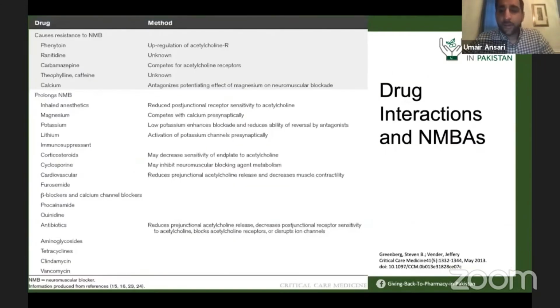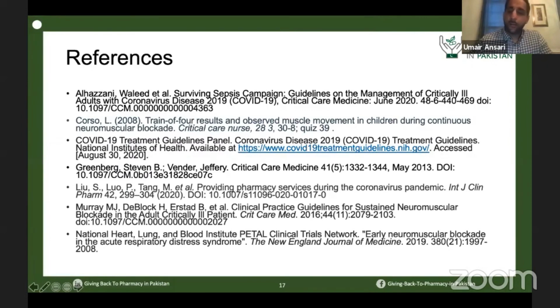The last slide I wanted to focus on is the possible drug-drug interactions with NMBAs. This just summarizes medications that can actually reduce the effects of NMBAs and medications that can actually prolong the effects of NMBAs. I won't go over all of them, but this is just a reference for you to have and to follow up on and to really look into if you do come across it, and maybe you will see this in practice. So these are my references.